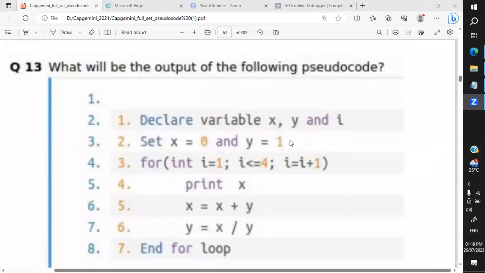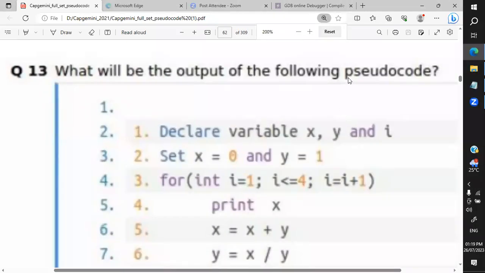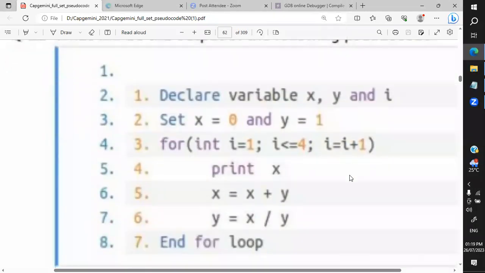Try this question, everyone. Please try this.